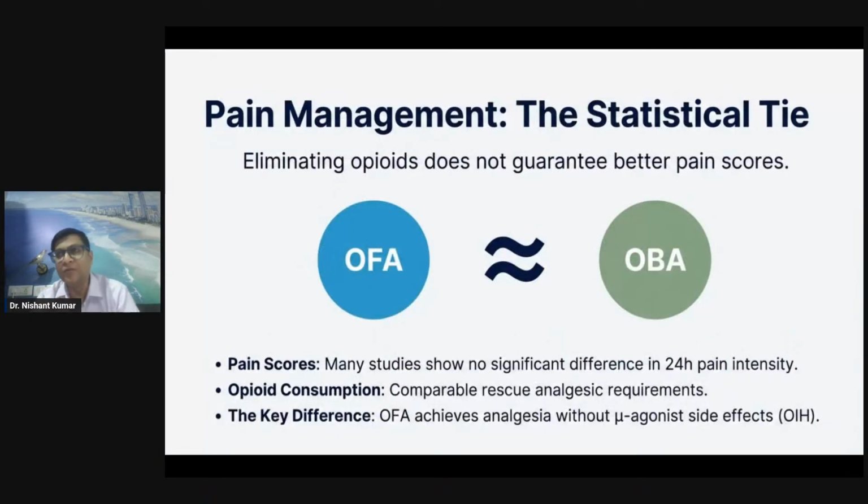Then, when we talk of pain for which these drugs are being used, now opioid free anesthesia does not guarantee better pain relief. That means it is not over and above the opioid. But yes, it gives comparable pain relief. That means whatever analgesia that you're going to get with morphine or fentanyl or remifentanil, the same analgesia you'll achieve by opioid-free regimen as well. So you see no significant difference in 24-hour pain intensity, comparable rescue analgesic requirements, and that means the side effects of opioid-based anesthesia are reduced while the effect is comparable or even sometimes better.